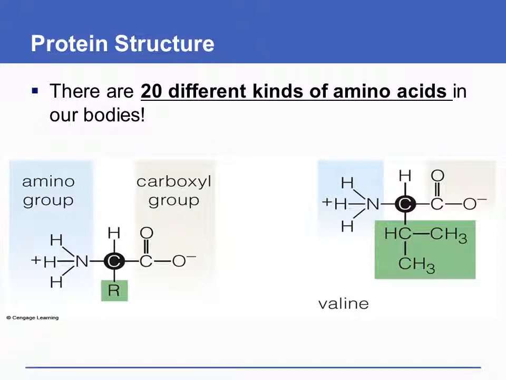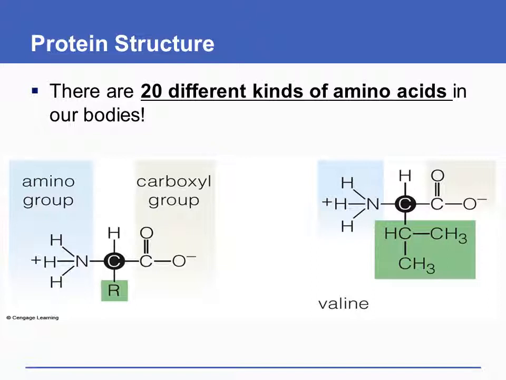There are 20 different amino acids in our bodies. It is these 20 amino acids that are used to make proteins in different combinations. So just like in the English language, we have 26 different letters, and those letters are used to form words, right? We don't use all the letters equally. Some letters are used more often than others. For example, the letter A, B, or T is used far more often than, say, the letter Z. Okay, but yet we do have 26 letters.